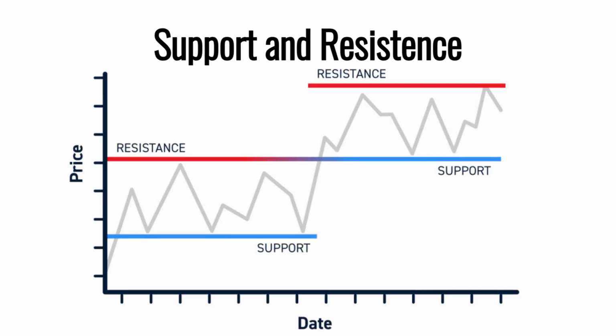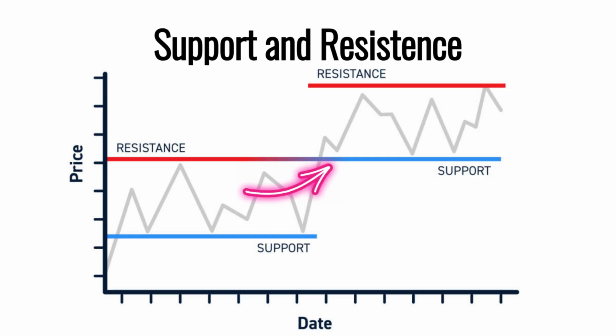Now let's talk about support and resistance. Support is like a floor. It's a price level where the market often stops falling and goes back up. Resistance is like a ceiling. It's a price level where the market often stops rising and goes back down.